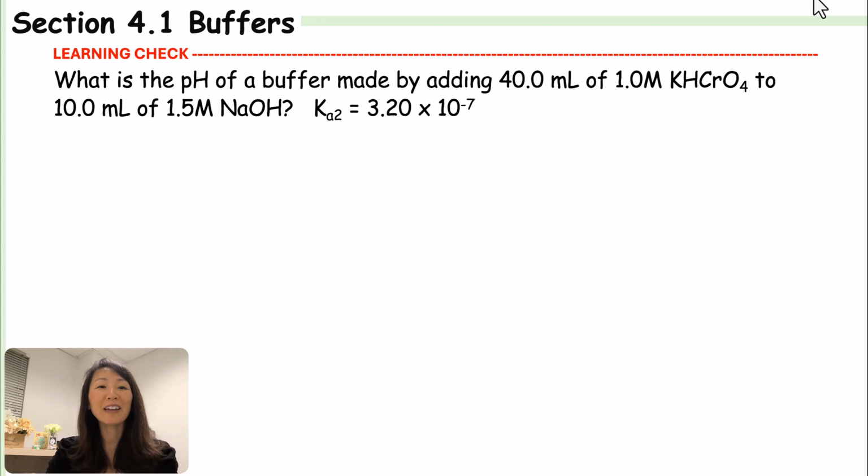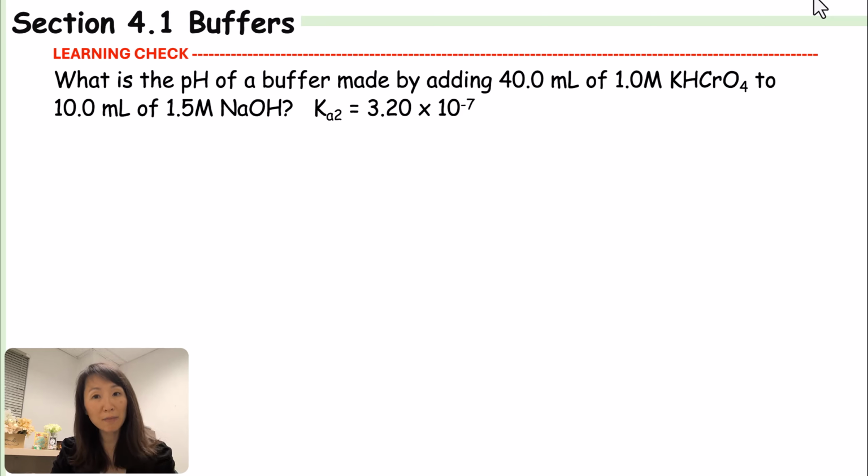We're going to dive straight into a learning check for part 3 of buffers. It says, what is the pH of a buffer made by adding 40.0 mL of 1.0 molar potassium chromate to 10.0 mL of 1.5 molar NaOH?